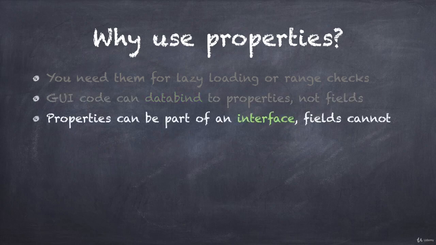And finally, properties can be part of an interface, but fields cannot. So, for example, if you need to add a color property or a name property to an interface, then go right ahead. There's no need to manually set up get and set methods. You can simply add the property to the interface directly. I do this many times in my code, and it's a great feature.